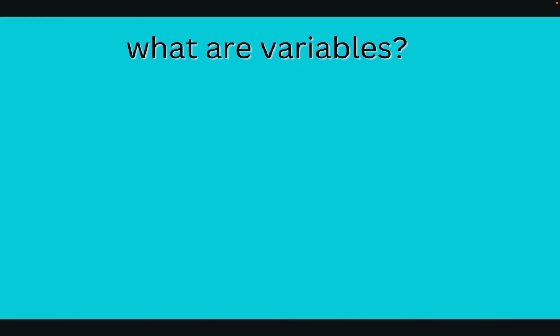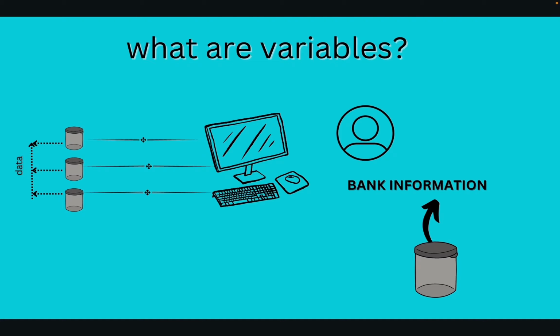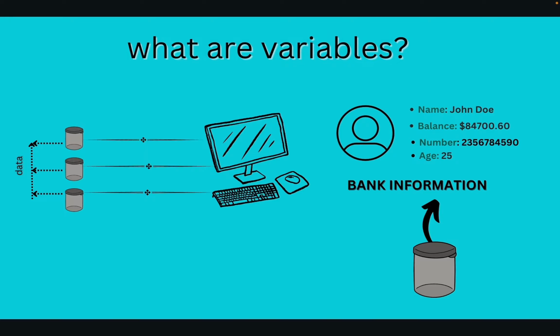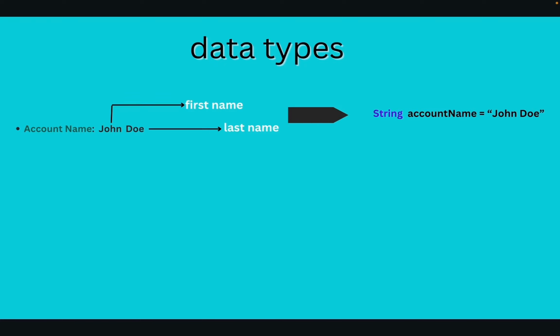What are variables? Variables are containers for storing data values temporarily in the computer's memory. By data values, we mean stuff like your bank information, which would have details like your account name, balance, account number, your age, as well as other vital information. Let's take a look at our account name, which is made up of letters that represent a combination of our first and last names. This sort of data is expressed as a string in Java, and strings are written between a pair of double quotes.